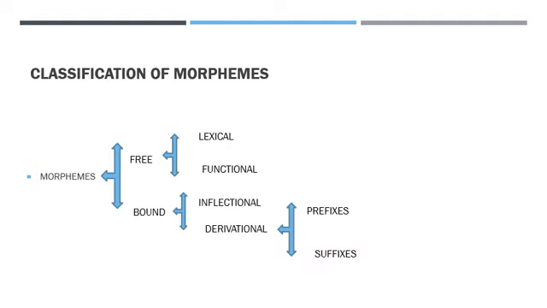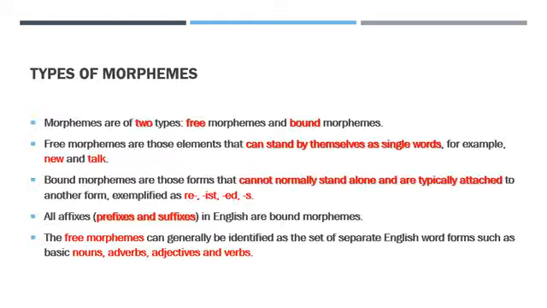Free morphemes are going to be classified into lexical morphemes and functional morphemes. Bound morphemes are going to be classified into inflectional morphemes and derivational morphemes. And we know that derivational morphemes are in turn classified into prefixes and suffixes. Prefixes are additives we add to the beginning of words, and suffixes are additives we add to the end of words.